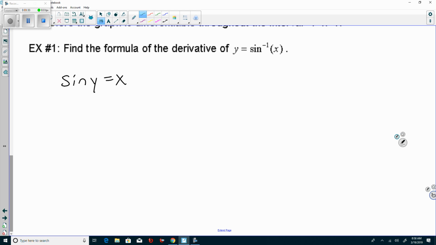Now, when you find the inverse, remember you switch the x and y, and then you are going to solve for y, or the dy dx, right? So what we want to do is take the derivative of this. So when we take the derivative, we have the derivative of sine y is cosine y, and then you have your u prime, so to speak, or the derivative of y. So the derivative of y is your dy dx. So sine y derivative is cosine y. The derivative of y is 1 dy dx. Okay? And then the derivative of x is 1.